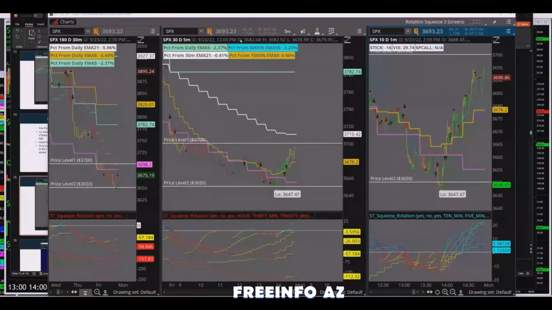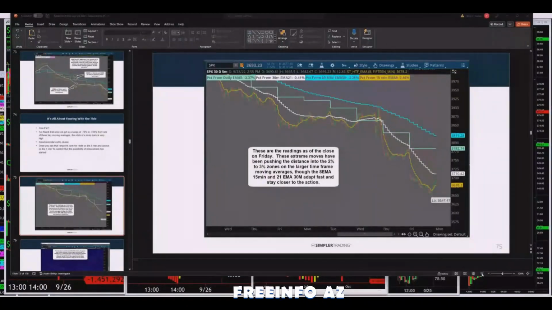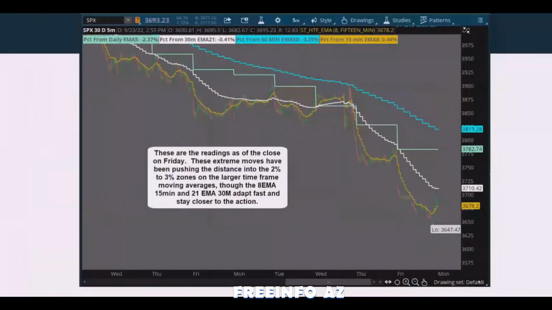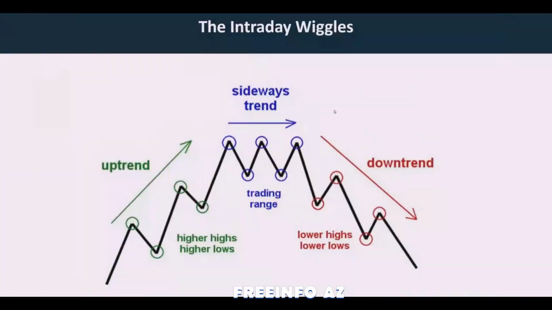The main thing is that we understand this whole idea of the moving averages and why they're important. Remember, the goal here is that we are looking to participate in the wiggles. In its simplest form, let's just call this the 21 EMA on the 30-minute chart. If we get too far away from that to the upside, we're going to come back down to it. And if we get too far away from it to the downside, we're going to snap back to it.